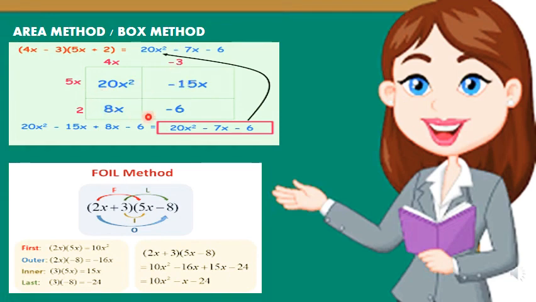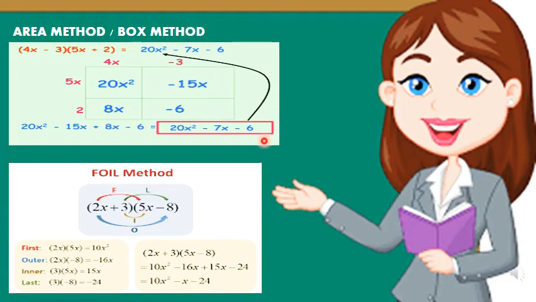So that you will be getting 4 terms. In these 4 terms, if you have any like terms, you will simplify them and you will keep your answer like this. This is how you multiply a binomial with a binomial. And which method is this? This is your area method, which is also called the box method.